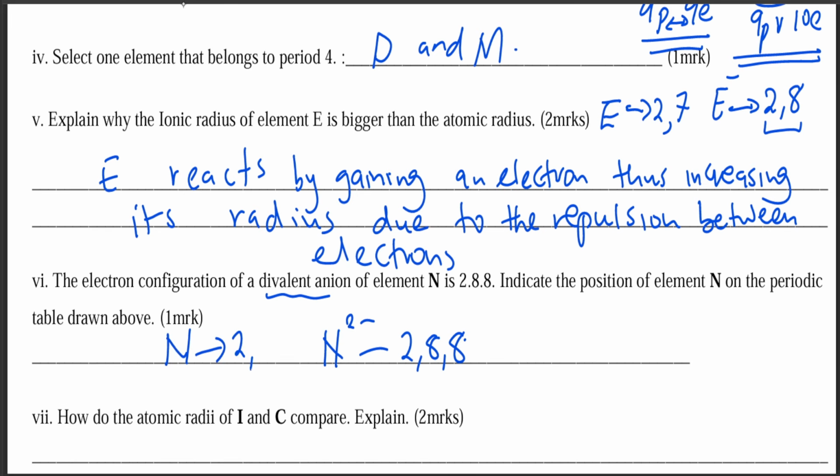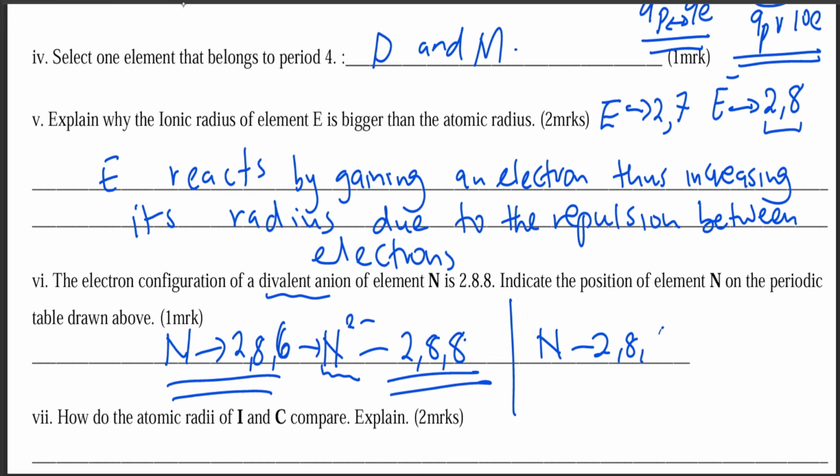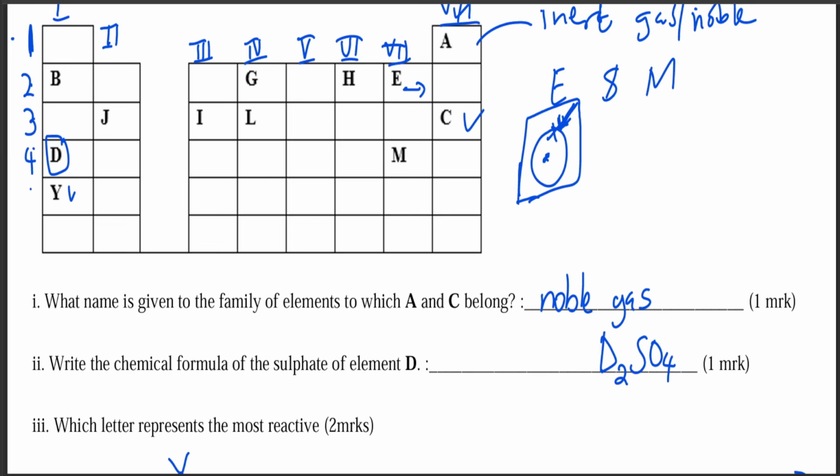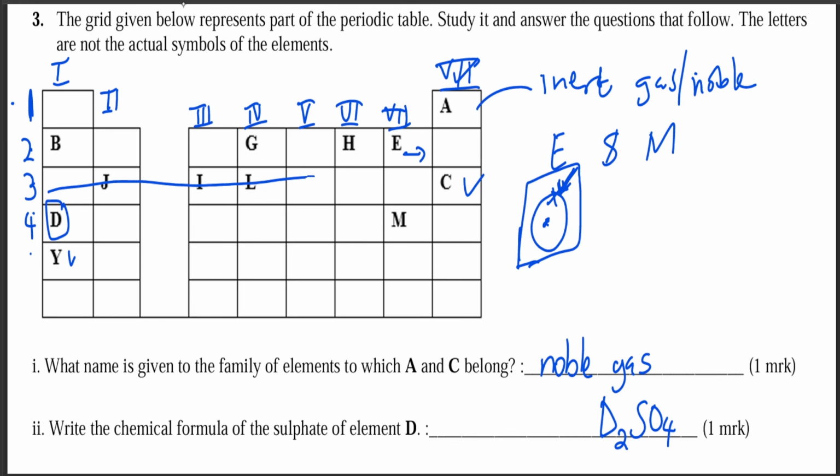So originally it was supposed to be 2,8,6. If it is an ion, it is 2,8,8. If it is an atom, it is 2,8,6. Originally it was 2,8,6 but it gained and formed N2 minus, which is 2,8,8. So element N itself is 2,8,6, which is period 3 (1, 2, 3), group 6. So period 3 is here, group 6 is here. So element N is here, group 6 period 3.